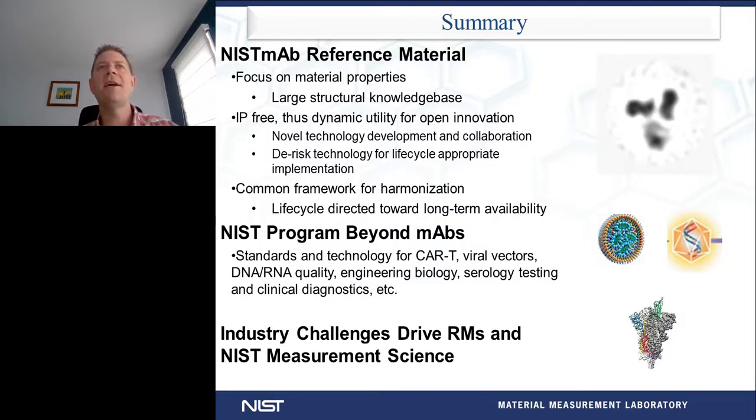So as a global summary of the NISTmAb, again, we really focused on material properties in releasing this reference material. There's a very large structural knowledge base available from NIST, as well as 20+ publications from stakeholders that have been put into the literature since the material has been released. It's free of intellectual property, so again, anything collected on this material can in fact be published. It's completely open innovation for de-risking analytical technology, and it is a perfect common framework for harmonization and really understanding cross-industry and global trends in analytical measurements.